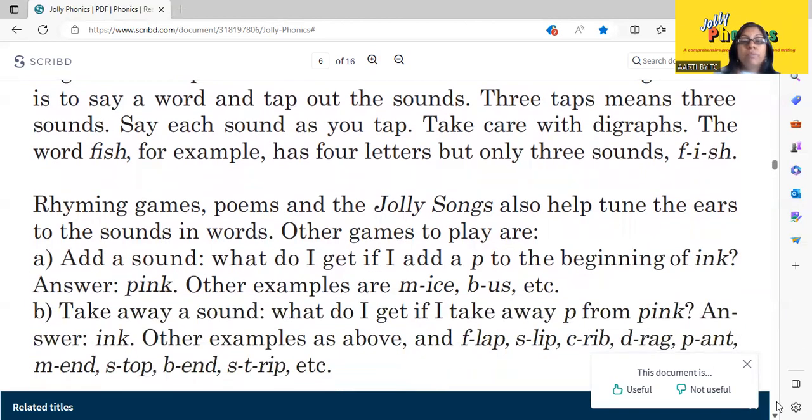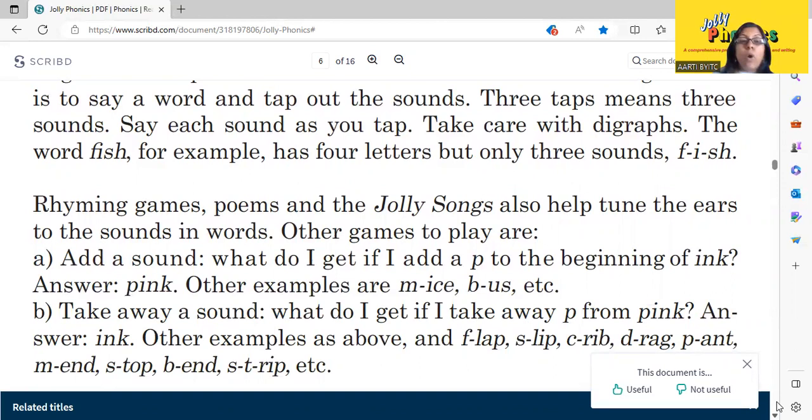So rhyming games, poems, and Jollyphonics songs also help tune the ears. Very important. So that auditory learning, I told you in part 1 as well, auditory learning and visual learning, both are taking place in your Jollyphonics. So it is a complete package, Jollyphonics.